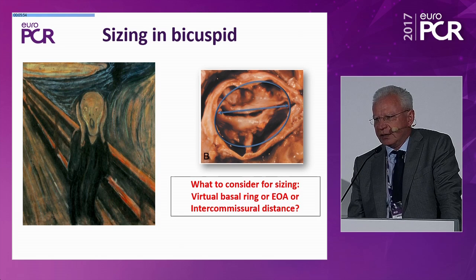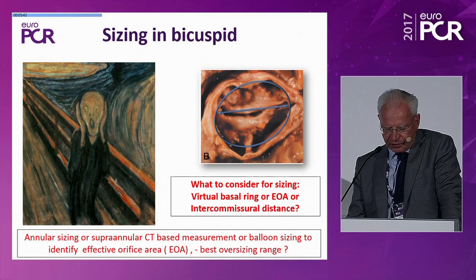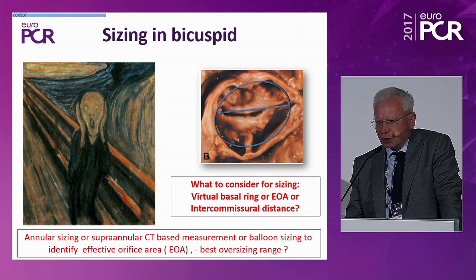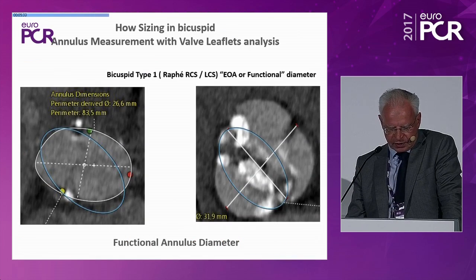So what to do in terms of sizing? Do we still consider the basal ring, the annulus, adequate for sizing, or do we need something else, which is called the effective orifice area or the intercommissural distance, to get the best idea how far the device should be expanded and can be expanded, also the best oversizing?